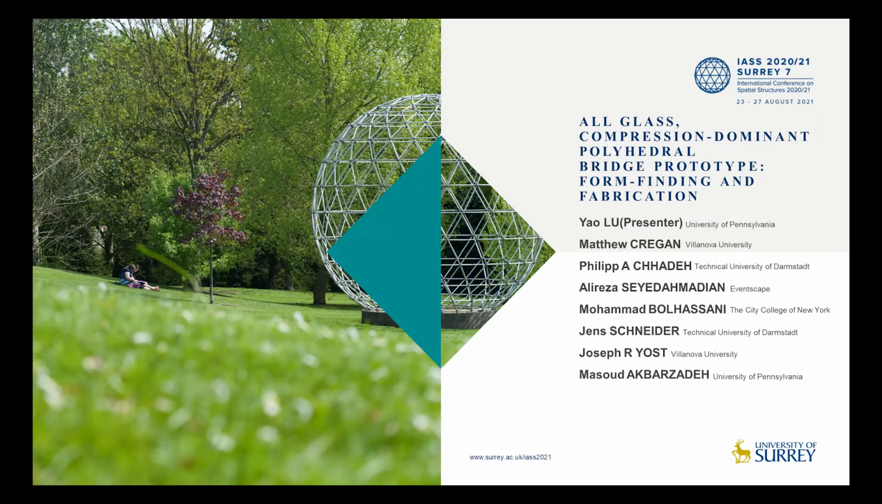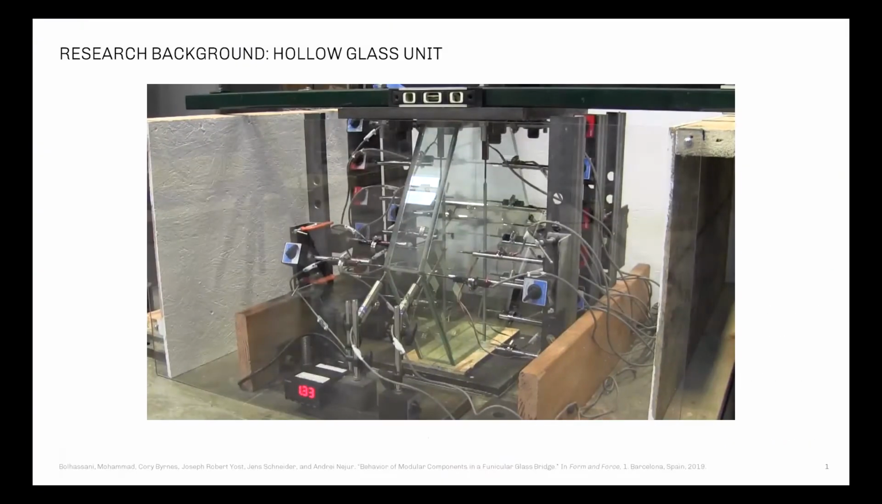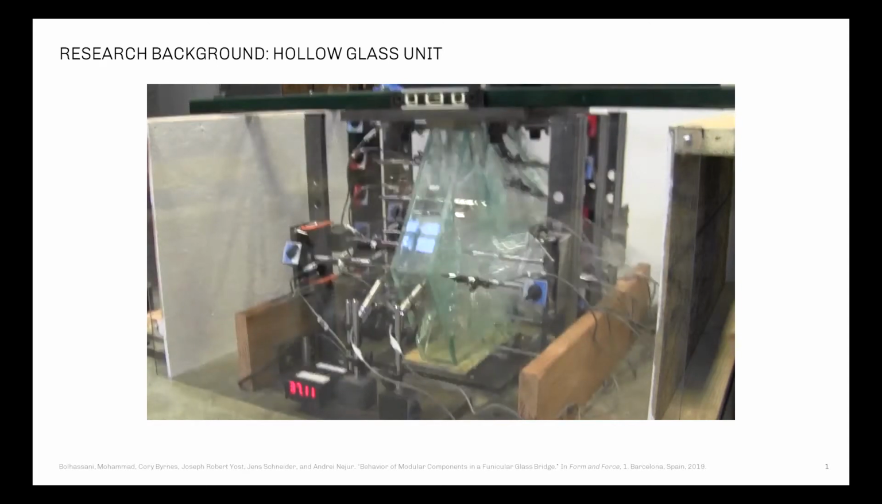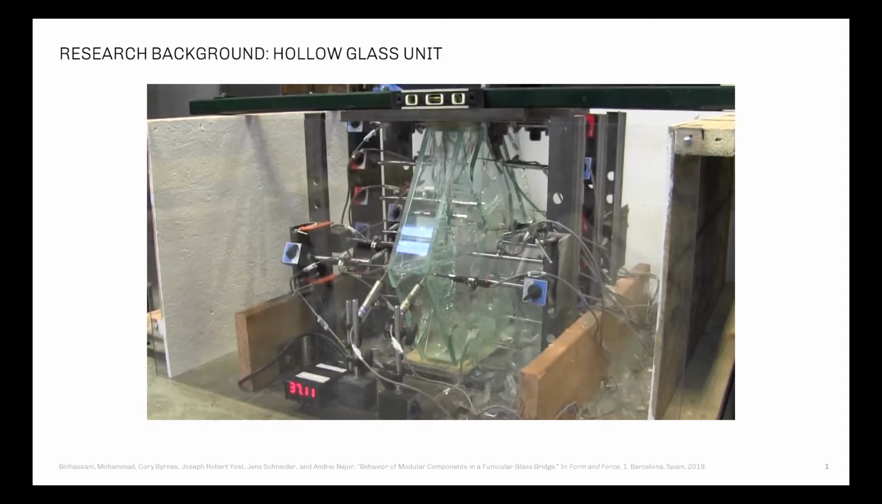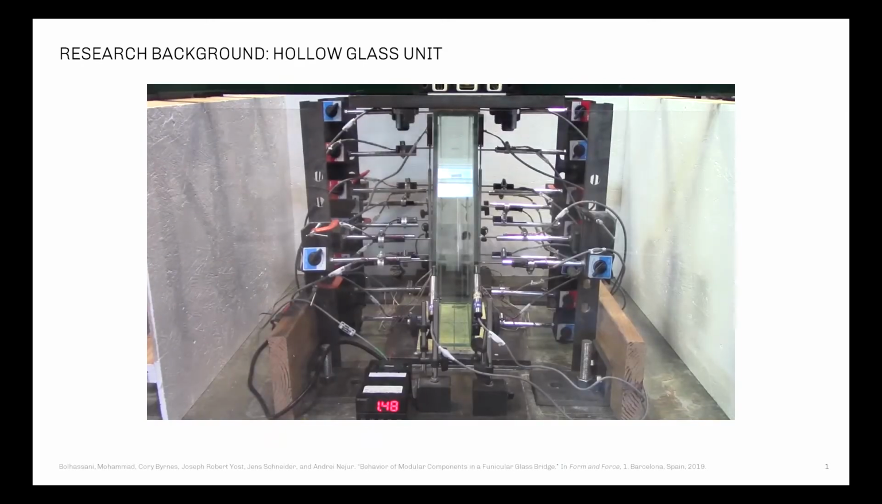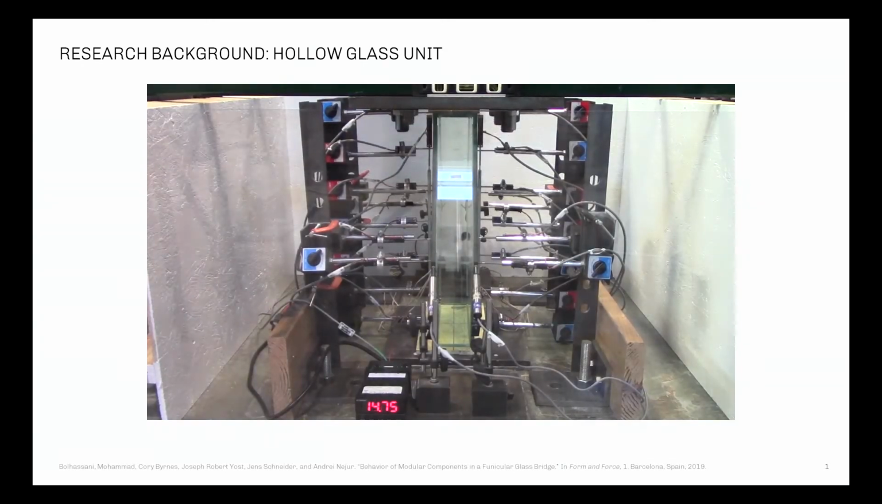We present an all-glass, compression-dominant polyhedral bridge prototype and its form finding and fabrication. The recent development of three-dimensional graphic statics using polyhedral reciprocal diagrams has greatly increased the ease of designing complex yet efficient spatial funicular structure forms, where the inherent planarity of the polyhedral geometries can be harnessed for efficient construction processes.